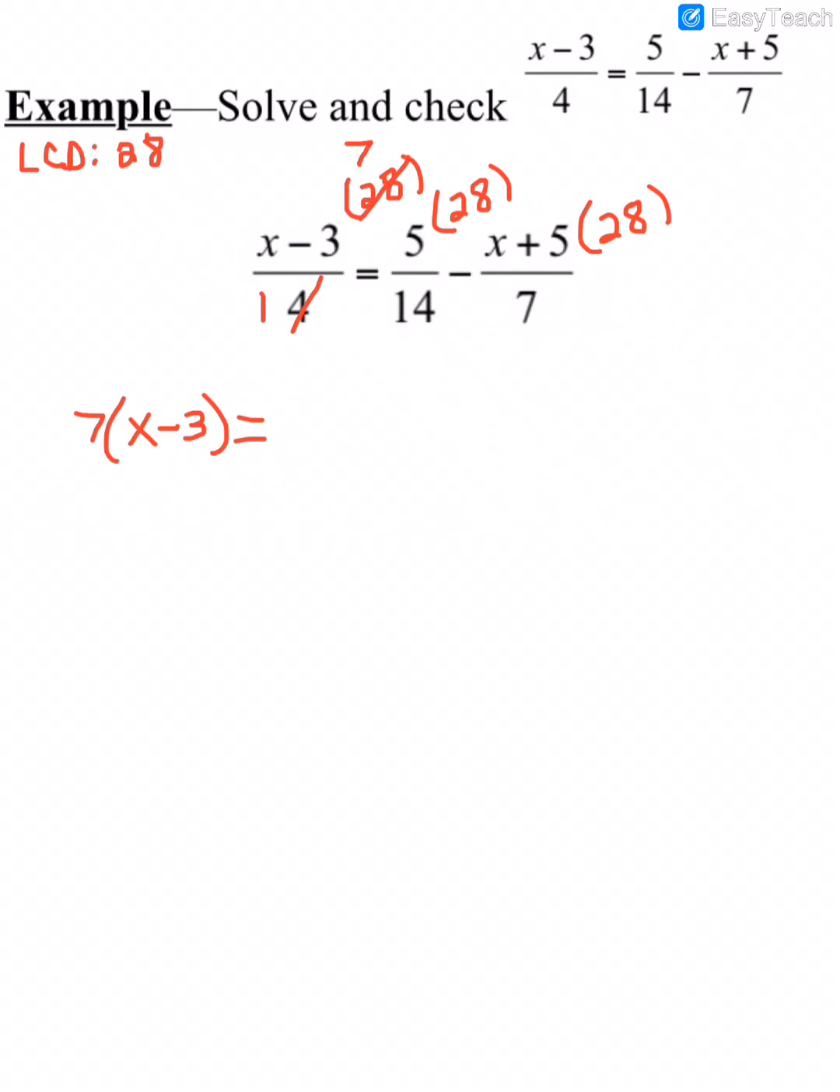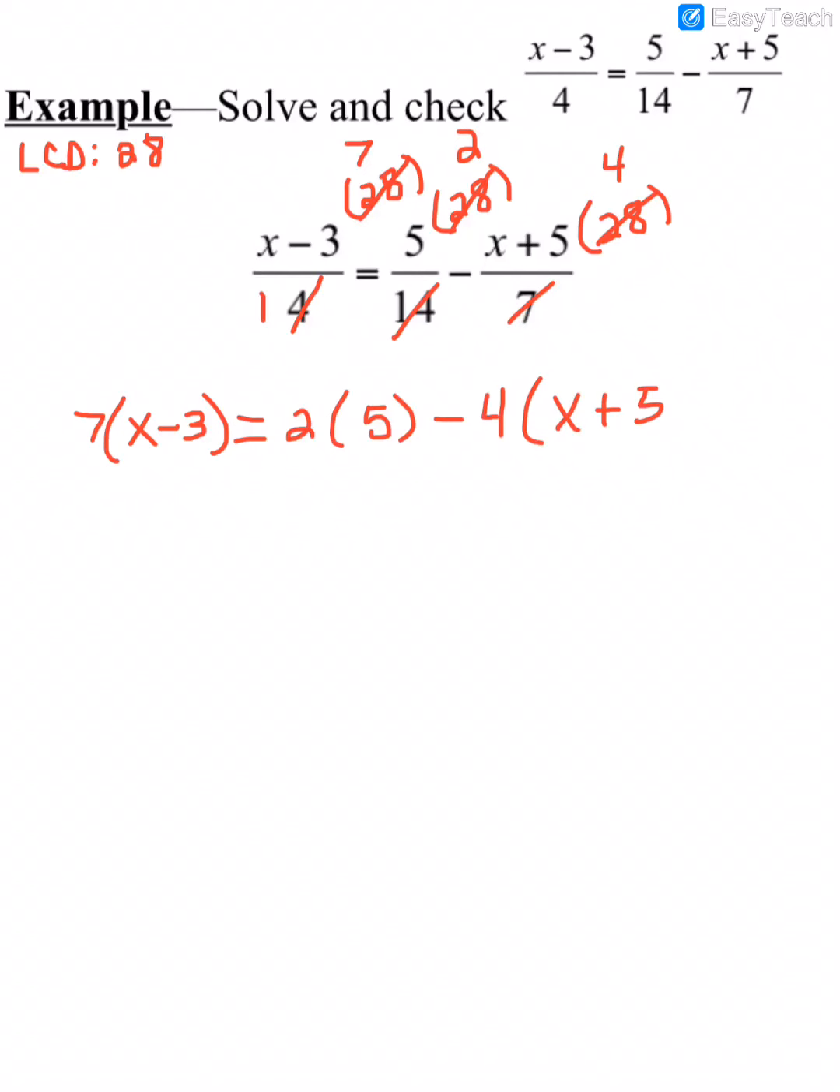equals, now in the next term, 14 will go into 28 2 times. So I'm left with 2 times 5. Minus, in the last term, 7 will go into 28 4 times. So I have 4 times x plus 5.